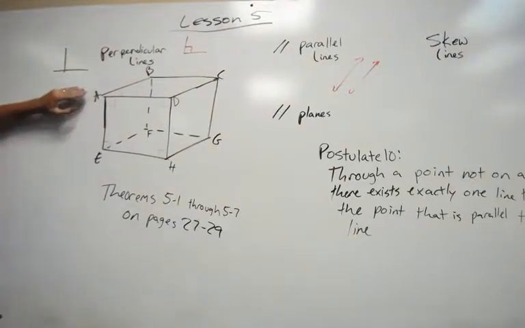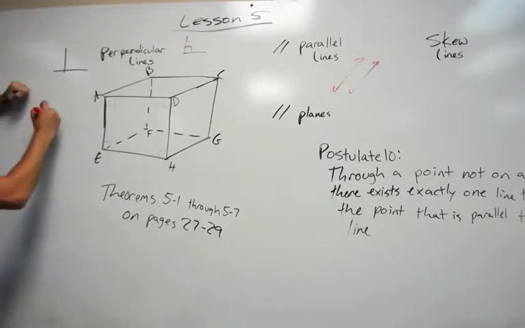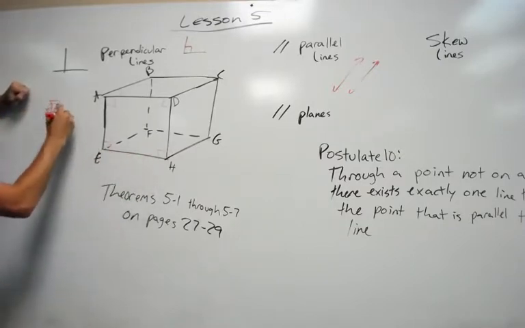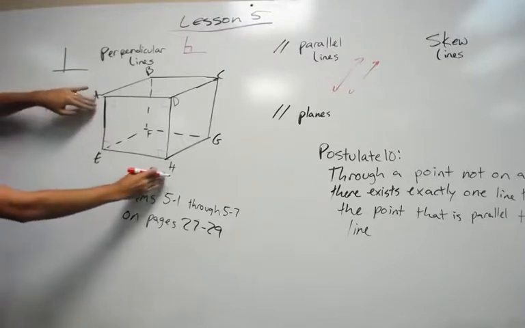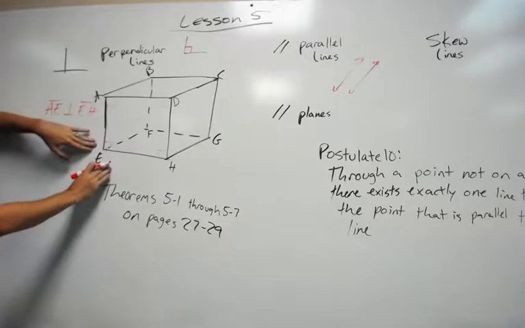So for example, lines AE and EH are perpendicular. AE and EH, when they meet, they form a right angle.